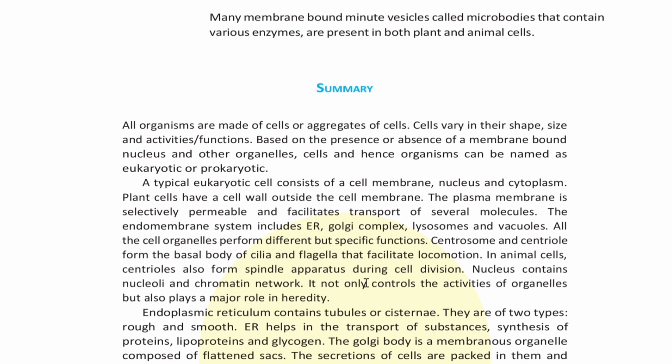The endomembrane system includes Golgi complex, lysosomes and vacuoles. All these cell organelles perform different but specific functions. Centrosome and centriole form the basal body of cilia and flagella that facilitate locomotion. In animal cells, centrioles also form the spindle apparatus during cell division. The nucleus contains nucleoli and chromatin network. It not only controls the activities of organelles but also plays a major role in heredity.